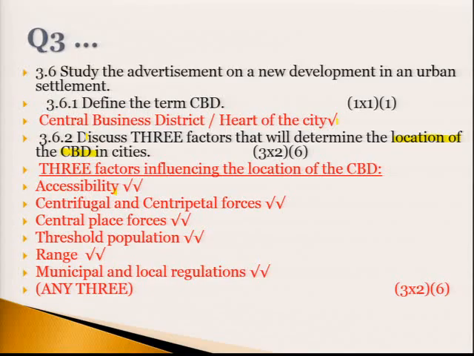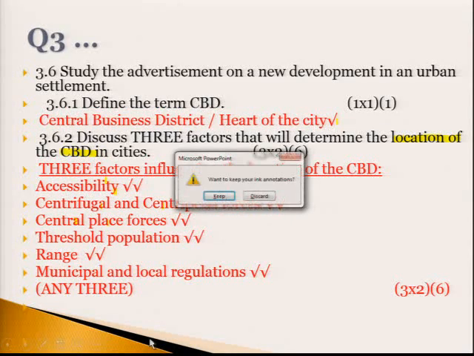We don't just locate them. We locate them where it's accessible, CBD. We locate them where there are push and pull forces. We locate it always to make sure that it is in the center, central place forces, centrally located. We place your CBD where there's a threshold population, minimum number of people that are going to buy in there. And we consider the range, the maximum distance from where business draws its customers. And then let's put now the laws, the municipal and the local regulations. Let's take any three, colleagues, and credit our learners.